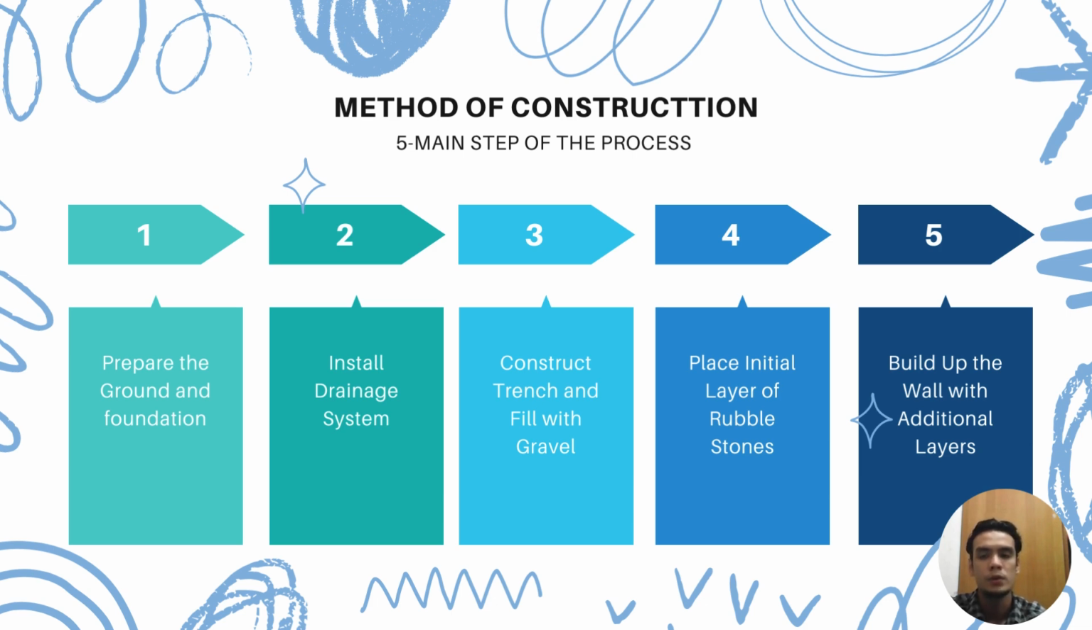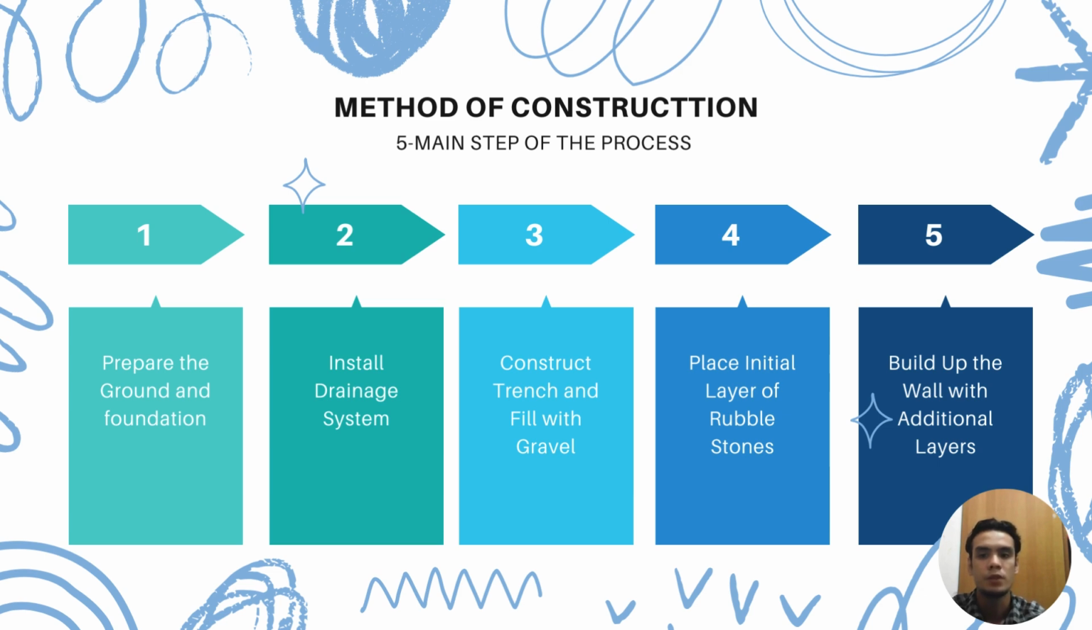And we also installed a proper drainage system, where we incorporated drainage systems such as weep holes or perforated pipe behind the wall to manage water build-up. This is to prevent hydrostatic pressure, which can destabilize the structure.